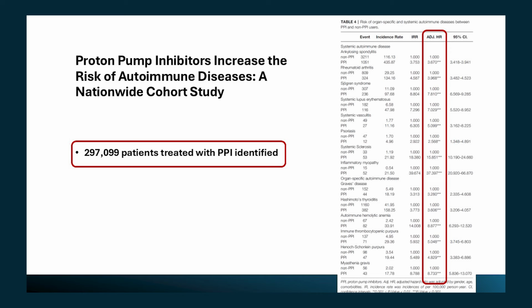What do PPIs do? They dramatically alter the microbiome for the worse. I have a whole video dedicated to this one topic. I suggest you watch it. Whether it's antibiotic use, C-section delivery, or a lack of breastfeeding, all topics I have videos on, or PPIs shown here, we're setting the stage for immune dysregulation by altering the microbiome.